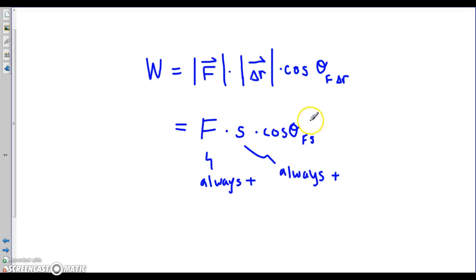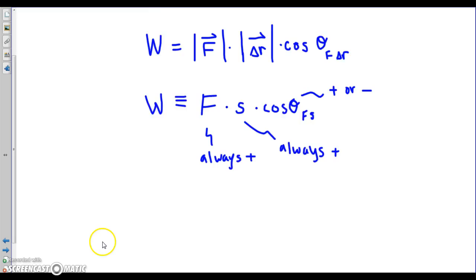And cosine of theta, this can be positive or negative, we'll see. The cosine can be positive or negative. Theta will always be positive, but the cosine of the angle could be either. And that's the equation for work. In fact, this is the definition of work.